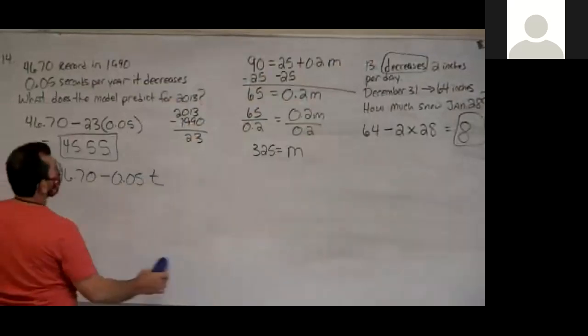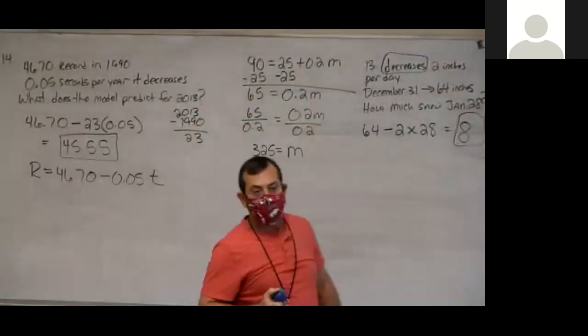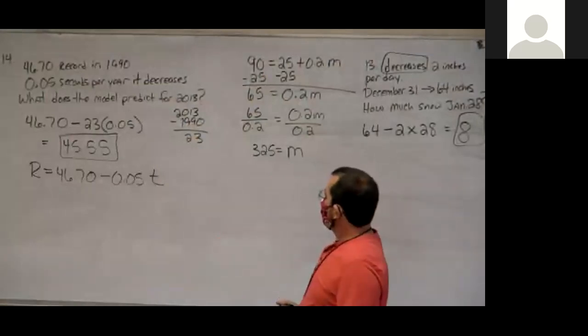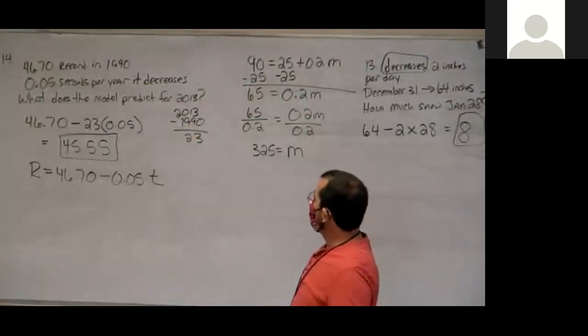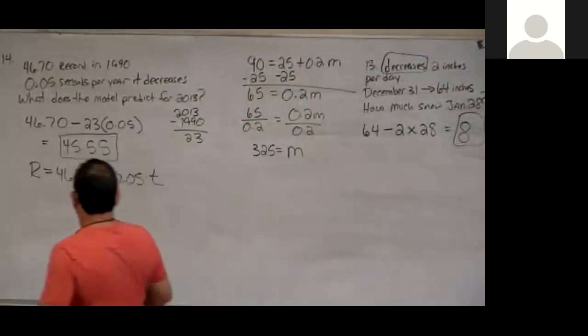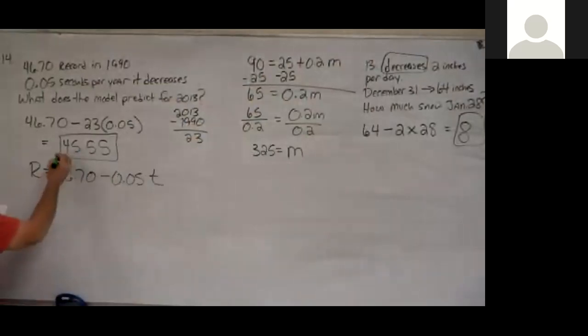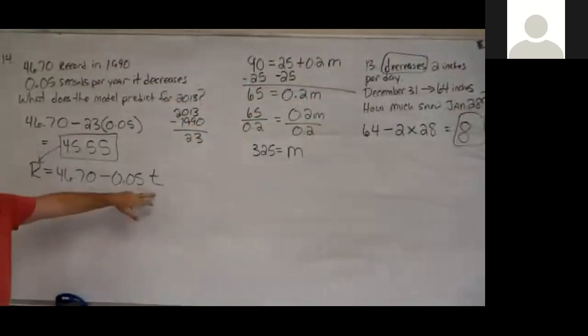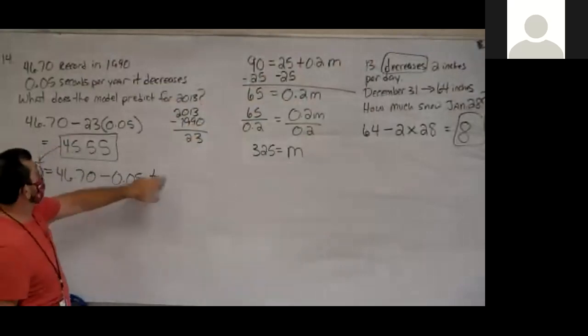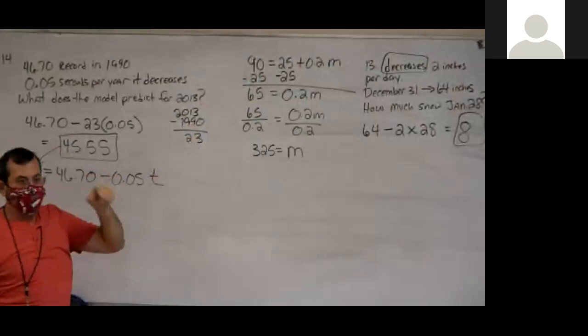So the 45.55 is T, right? Would it be T? I mean, that's the answer, but would it be? Oh, it's actually, when you solved this, you're finding the R, because we wanted to see what was the record. R was the record on this one. T was your time in years, which was the 23. Okay.